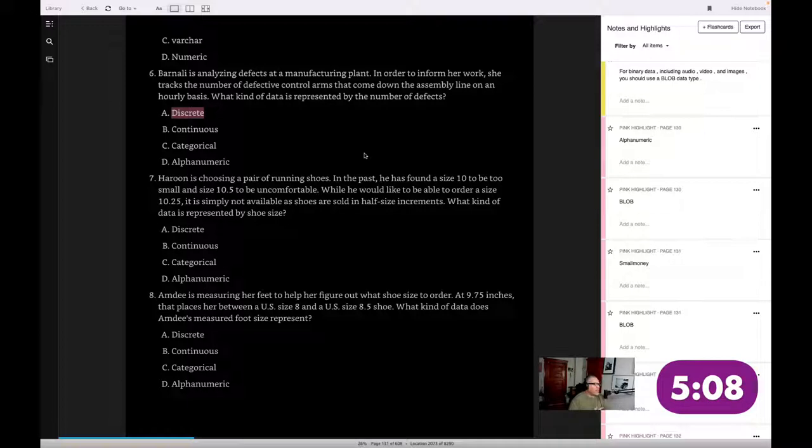All right, Haroon is choosing a pair of running shoes. In the past, he has found a size 10 to be too small and a size 10 and a half to be uncomfortable. While he would like to be able to order a size 10.25, it is simply not available as shoes are sold in half size increments.